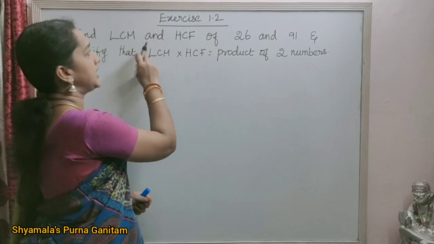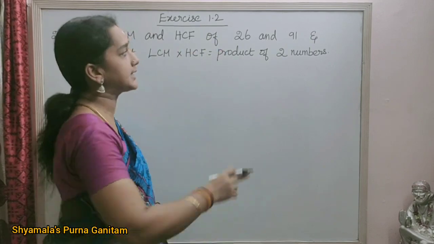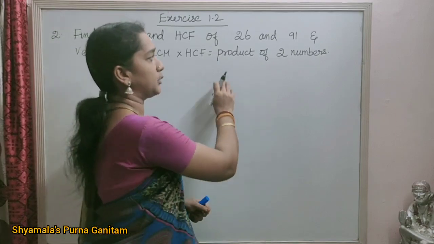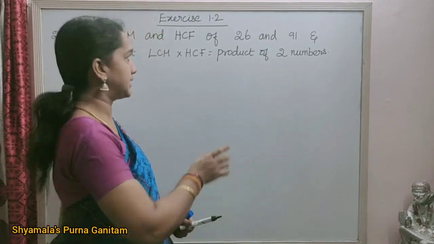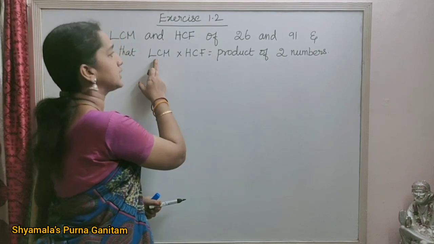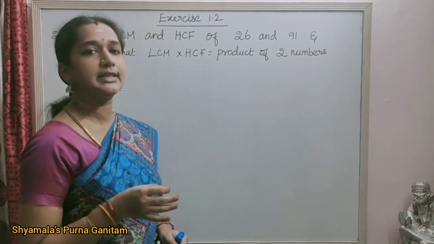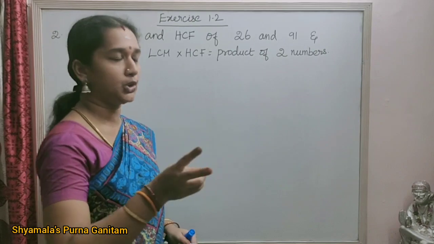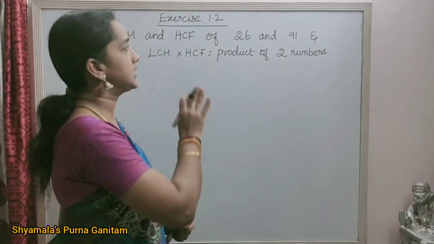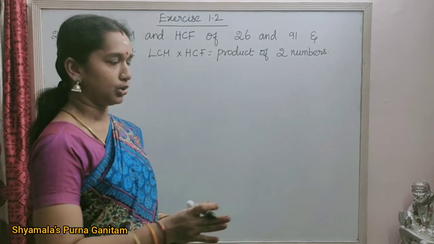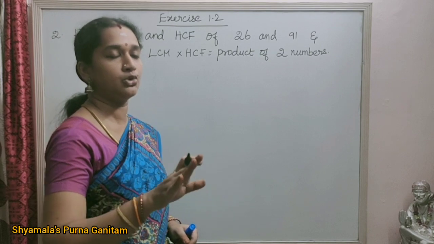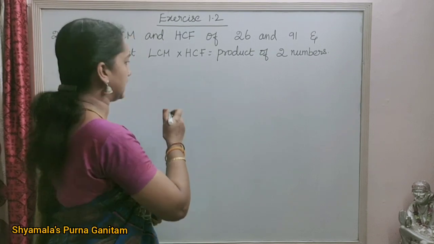Second sum is find the LCM and HCF of 26 and 91 and verify that LCM into HCF is equal to the product of the two numbers. This is also a verified result. When you find the product of the LCM and HCF of any two numbers, that will be equal to the product of those numbers. So that verification you are asked to do. Before doing that verification, you should know the HCF and LCM of those numbers.